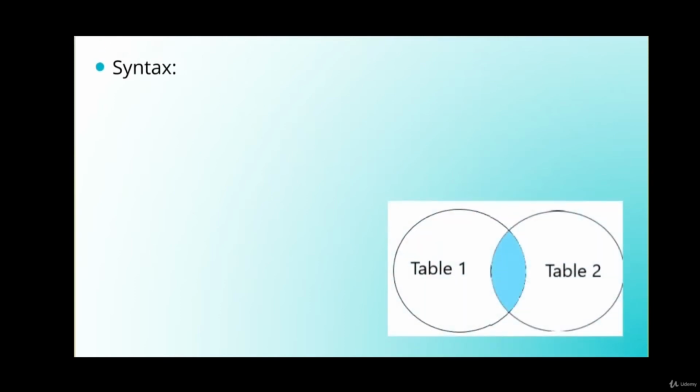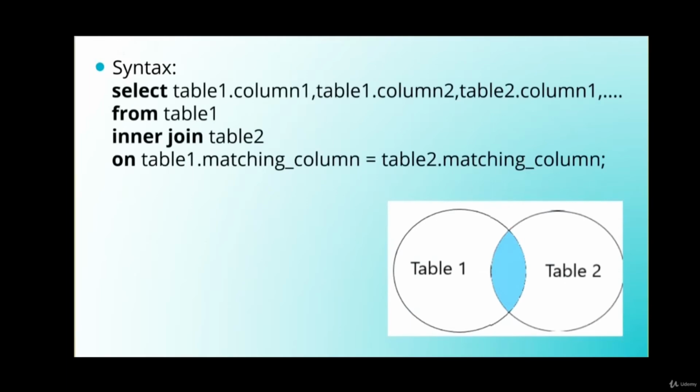So this is the Venn diagram of inner join, and the syntax for it is select table 1 dot column 1. So in this we'll specify the columns we want to see in the output table, and in this case we'll have to write the table name as well. Earlier we used to write the select statement directly using select and then the column names, but over here since we are using two tables, we'll have to specify table name dot column name. So from table 1 inner join table 2 on table 1 dot matching column is equals to table 2 dot matching column. This last statement is very important in inner join.